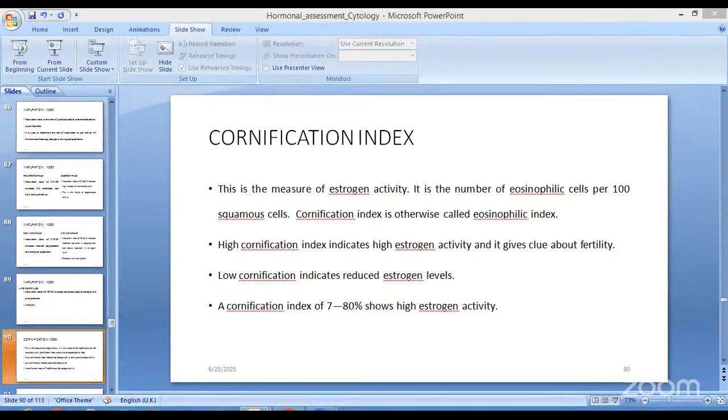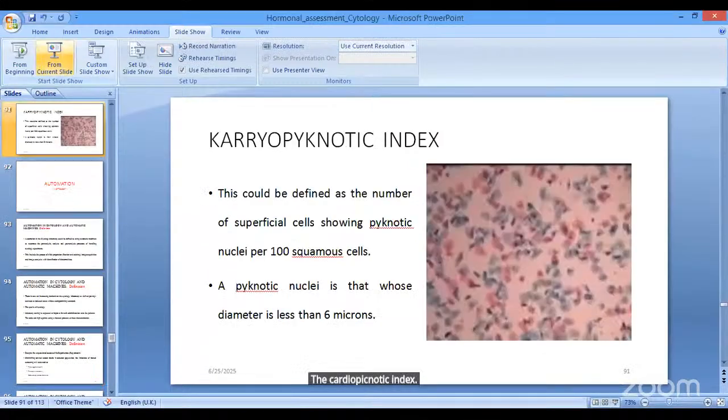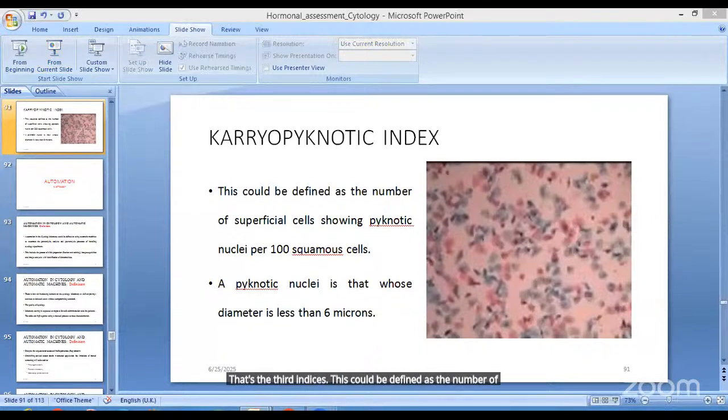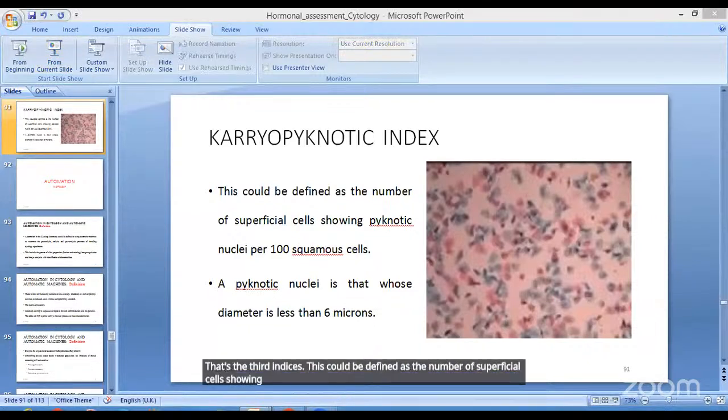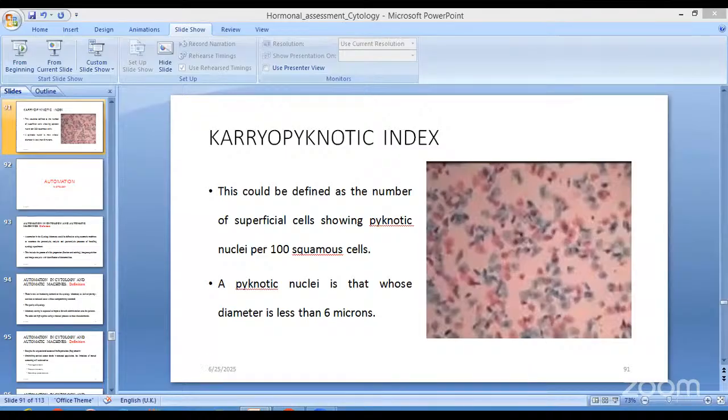The karyopyknotic index. That's the third index. This could be defined as the number of superficial cells showing pyknotic nuclei per 100 squamous cells. A pyknotic nucleus is one whose diameter is less than 6 microns.